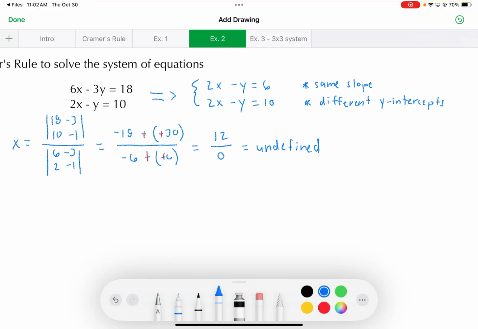Therefore, you seen this symbol before? That's the therefore, or in conclusion. If I have two lines with the same slope and different y-intercepts, what's that tell me about the lines? They're parallel lines. Parallel lines do not intersect, so what would we answer here? No solution.